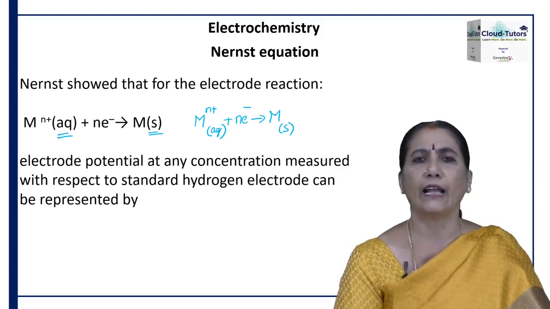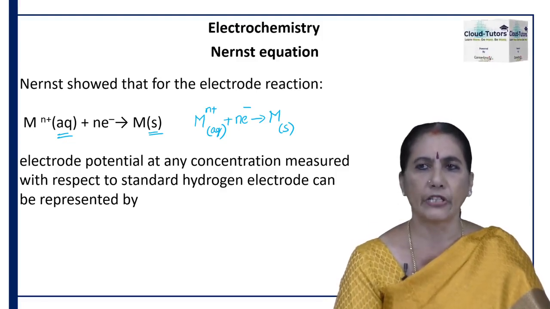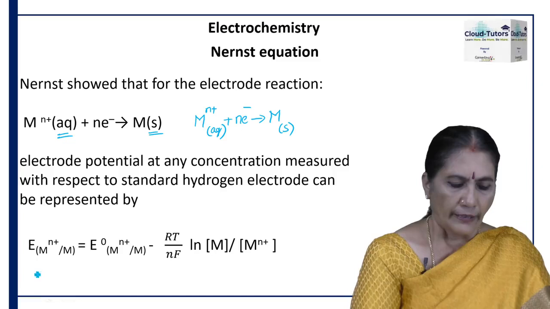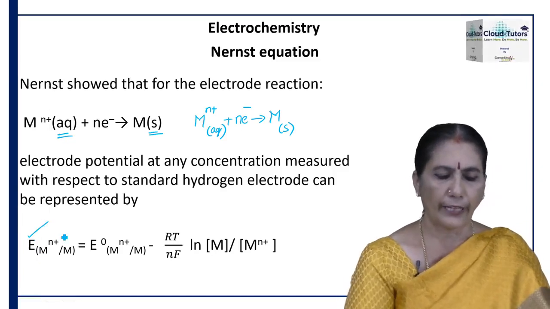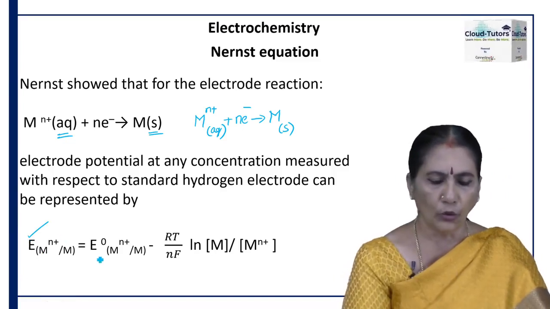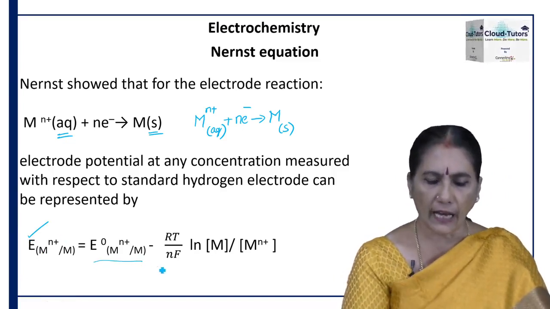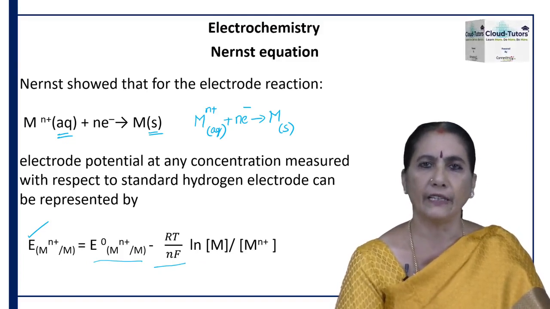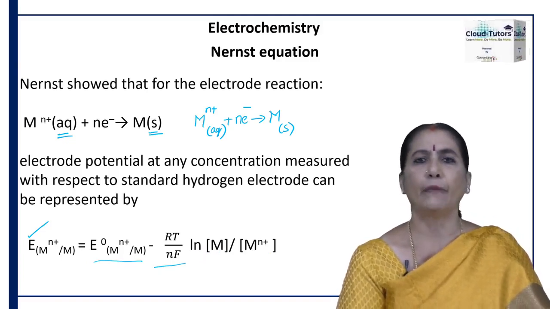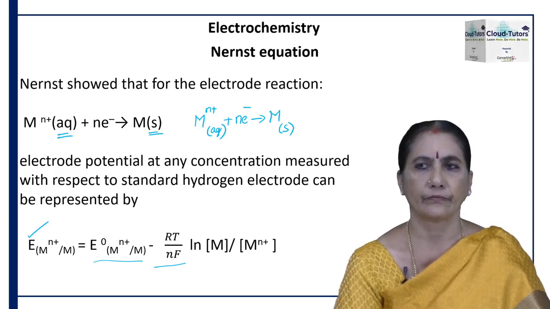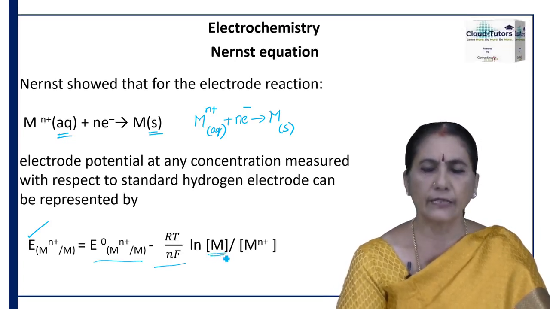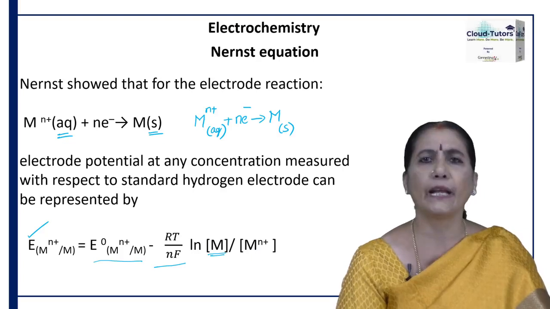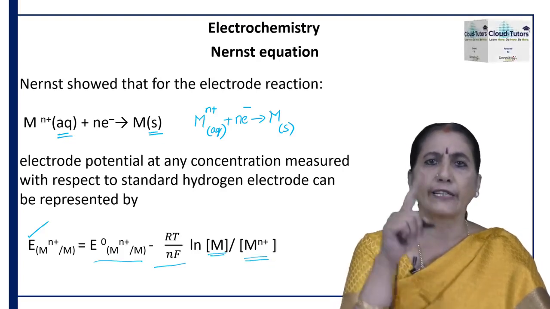The electrode potential at any concentration, if it is measured with respect to the SHE electrode, how is the representation done? E of the electrode potential of Mn plus bar M is equal to E naught minus RT by nF into ln, logarithm to the base e, of M divided by Mn plus. Now what is this M? This represents the concentration of the metal in the solid state. What is Mn plus? It represents the concentration of the respective metal ion.